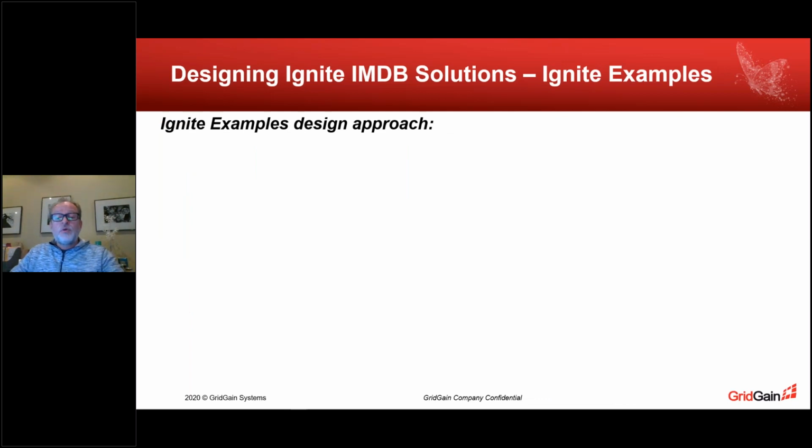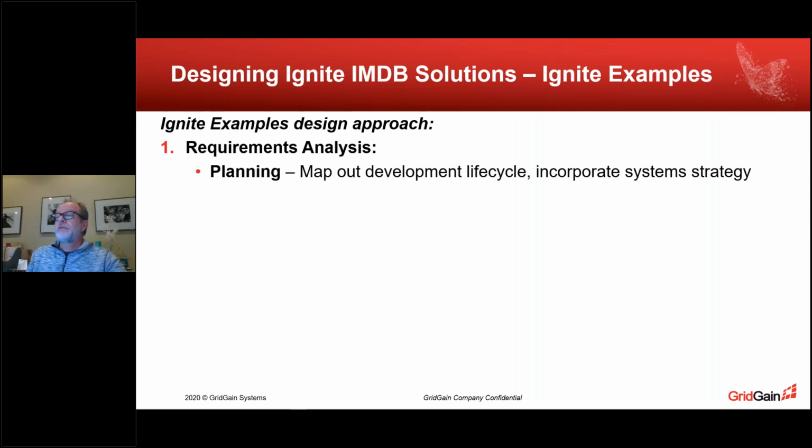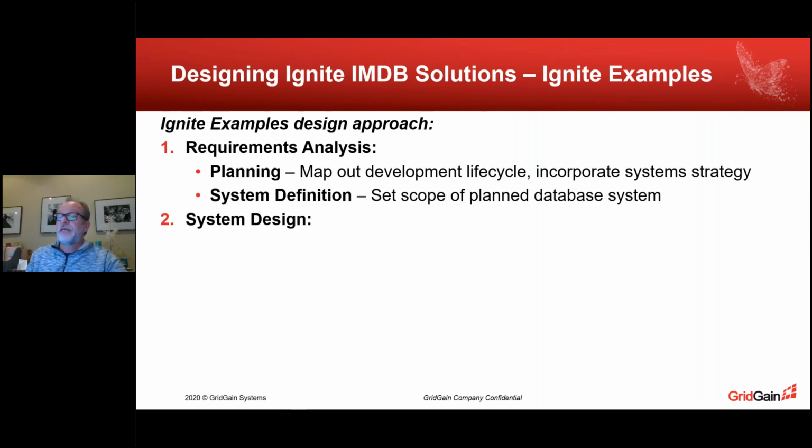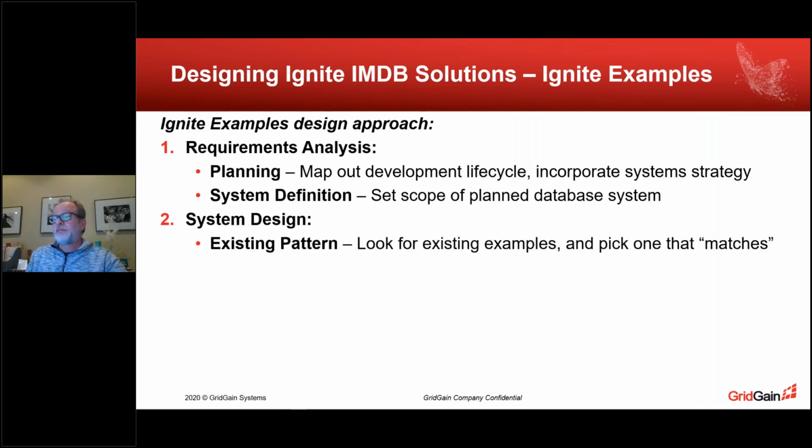Okay, so moving on to the second approach, we talked about the SQL DDL approach for design. Now, from a quote-unquote design of using Ignite examples, there's an extensive library that comes with Ignite and GridGain. So we're going to follow a somewhat similar approach: look at our requirements, map out the development cycle, what strategies do I want, what's the scope of your planned database system. However, from a design perspective, you're going to look at existing patterns, go through those examples and pick one that quote unquote matches. And then you're going to move on to implementation.